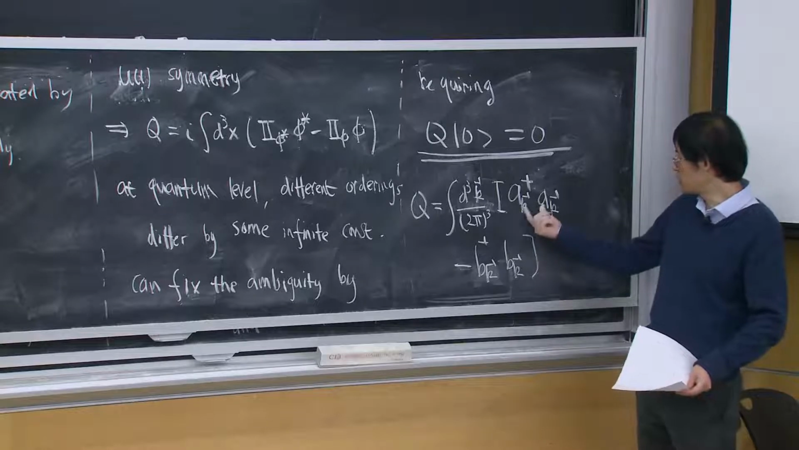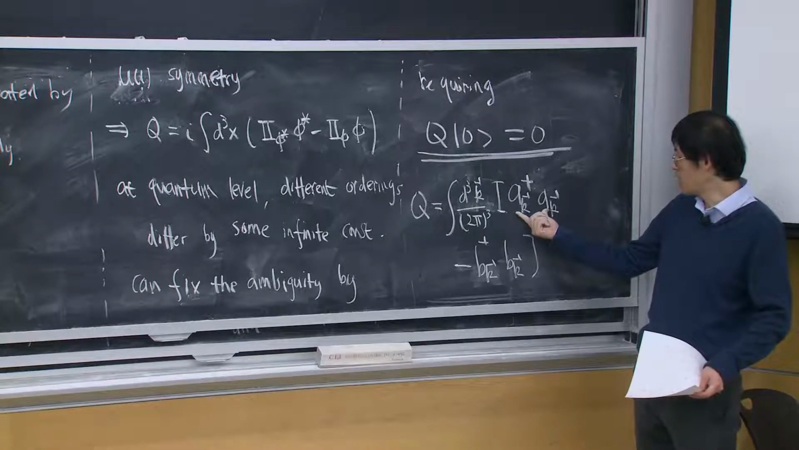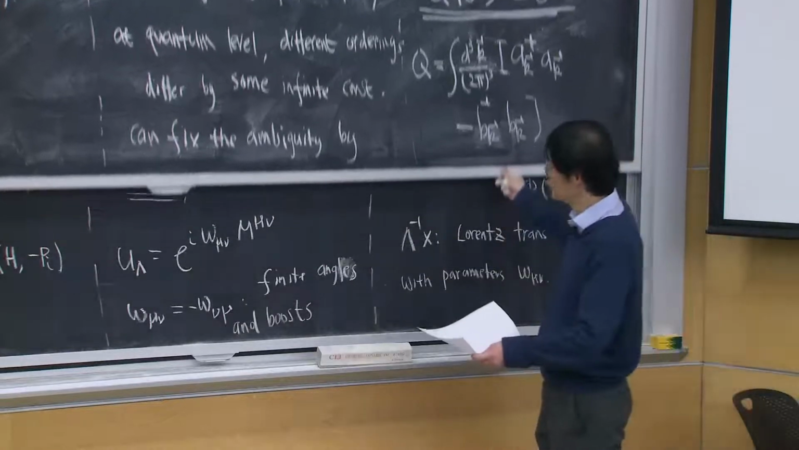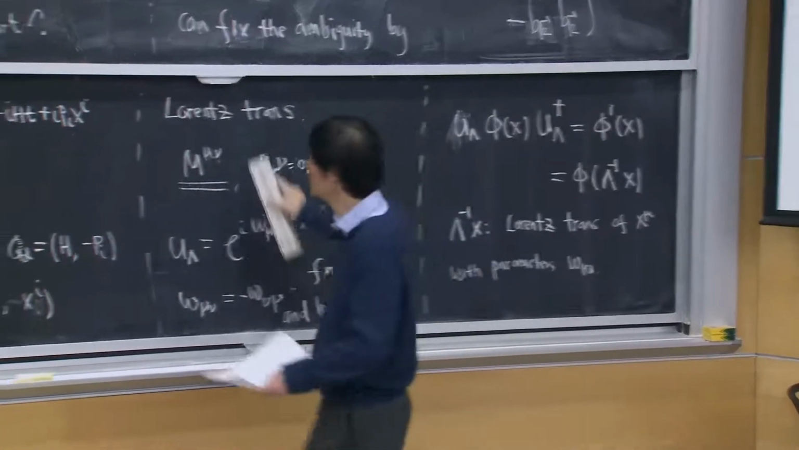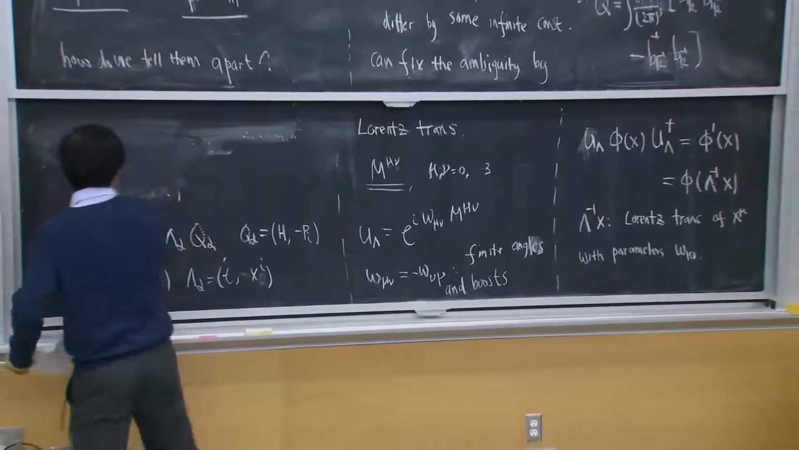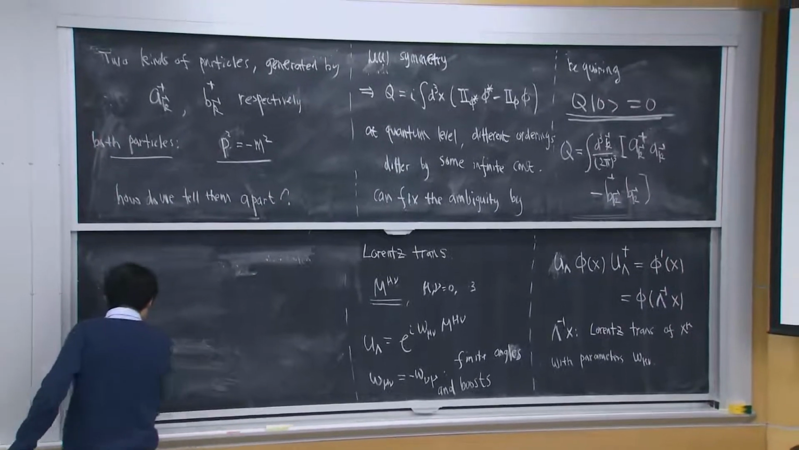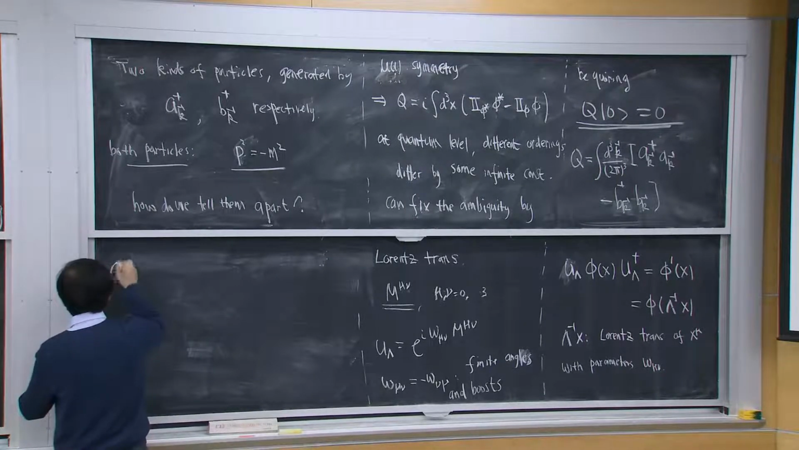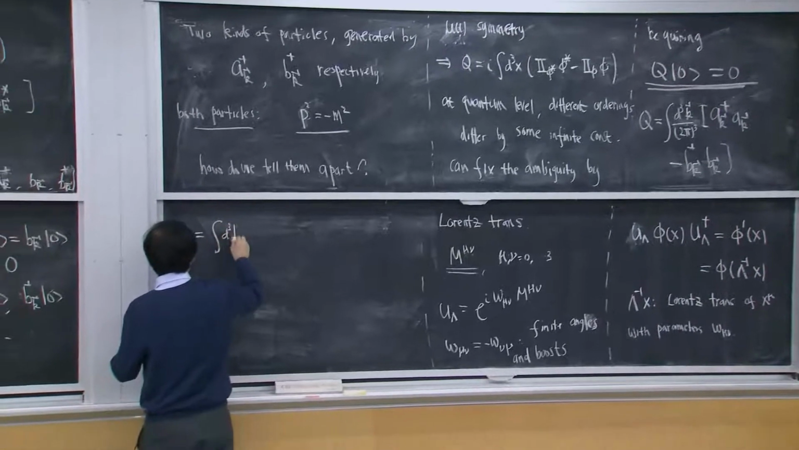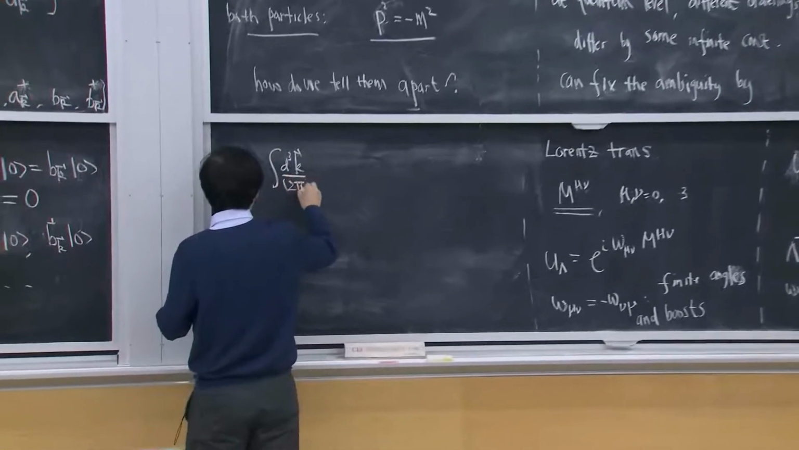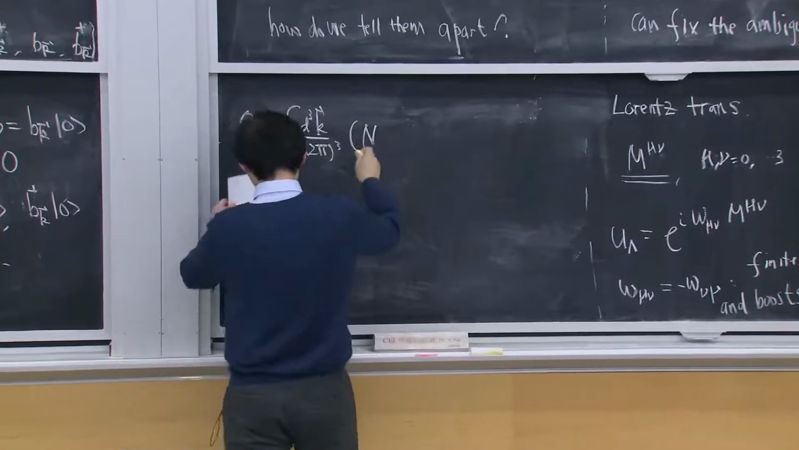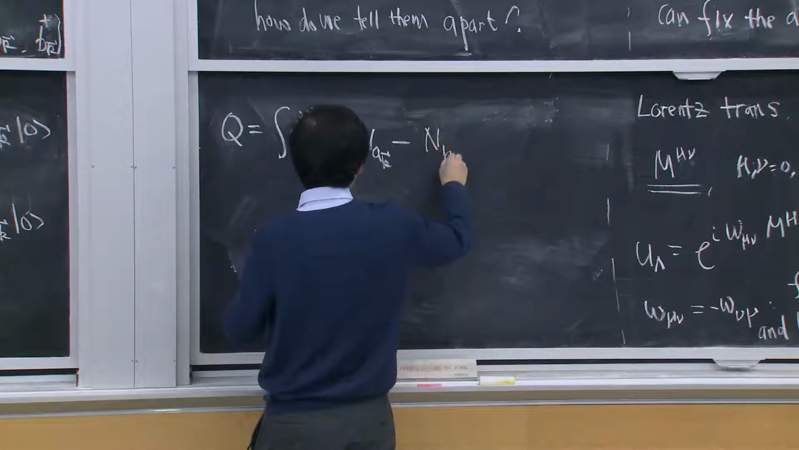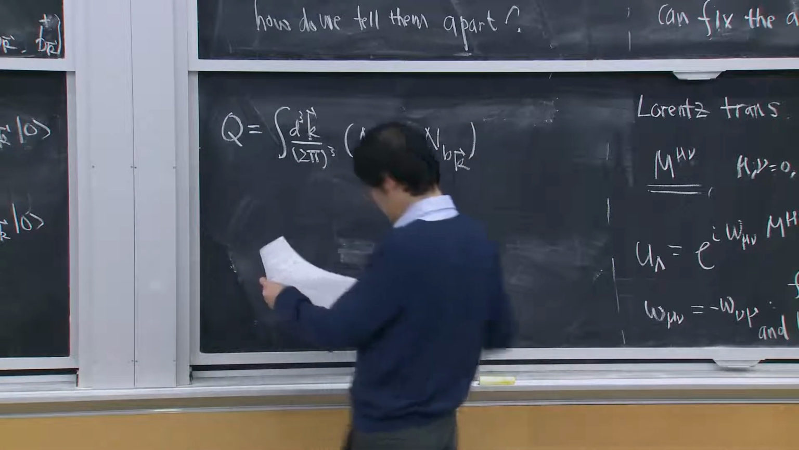So essentially, this is just the occupation number for A, and this is the occupation number for B_k. So we essentially get Q, essentially the occupation number for A_k and the occupation number for B_k. Okay, so the occupation number I just write as N.